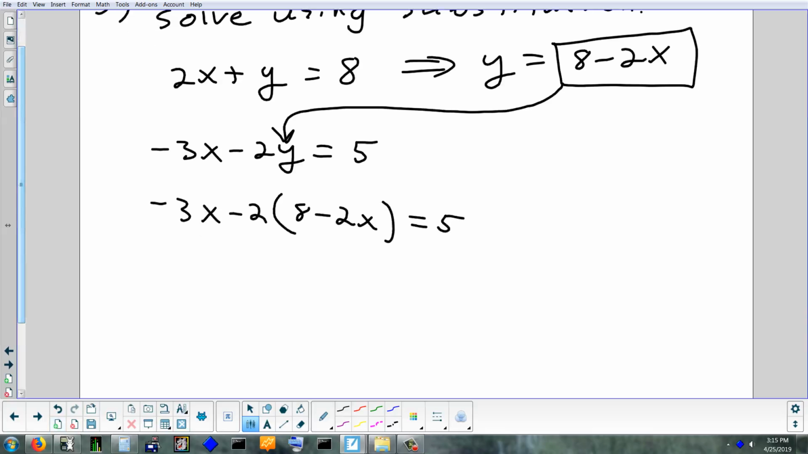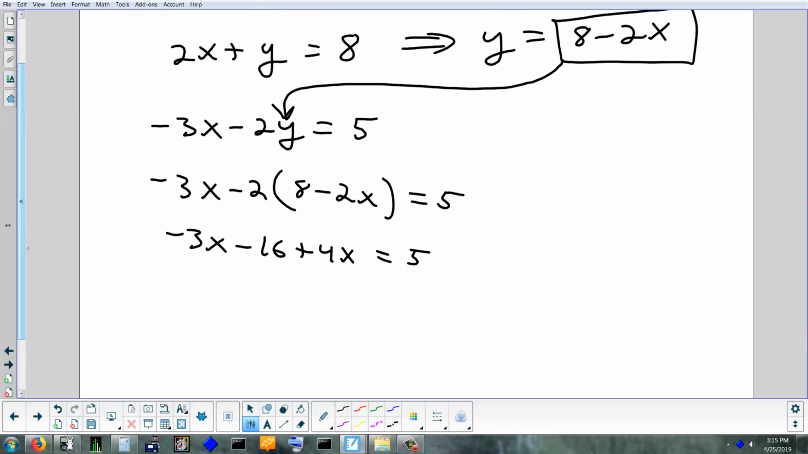So how would I solve that? Distribute. So the negative 3x minus 16 plus 4x equals 5. Actually, we're going to get a nice answer for x. When you combine your like terms, what do you get on the left? x minus 16. So we're going to get x, and if we put the 16 on the other side? 21. So x is 21. And now you'd have to plug it back in for x and find y. No question on that? Okay.